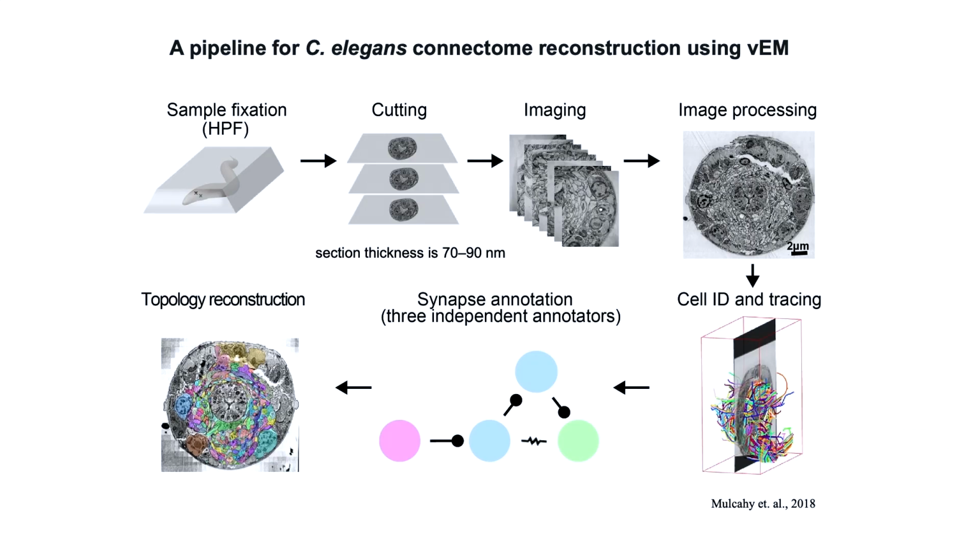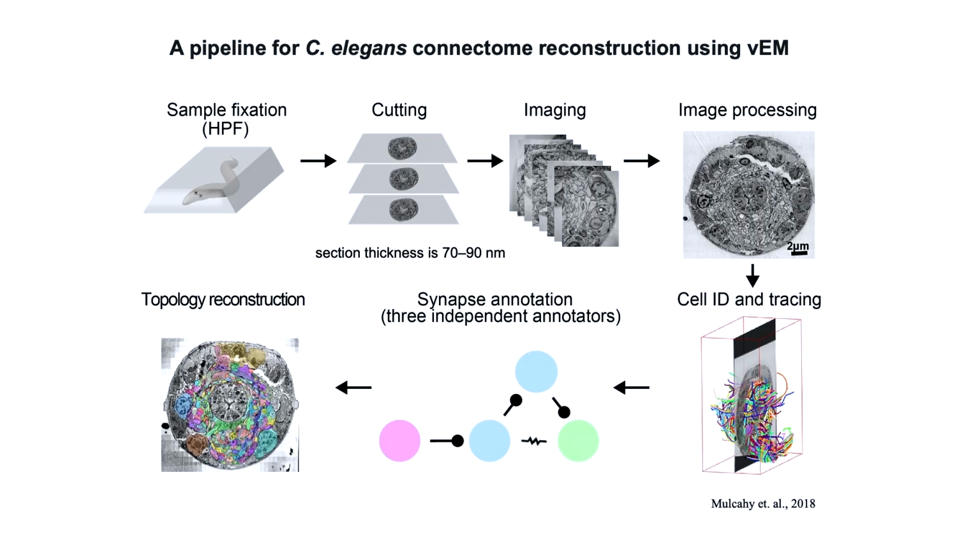So you have to take the worm, fix it in a mold within a resin, and cut it like slicing a salami, and each section can be in the 70 to 90 nanometer range. You take pictures of these sections piece by piece, and you have to stitch these images into high resolution images to get the whole thing.